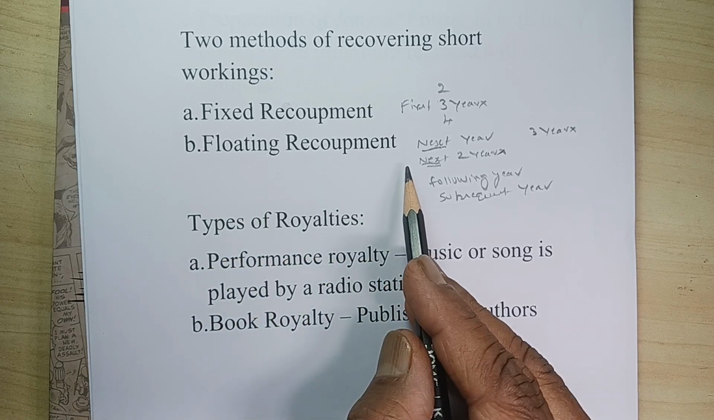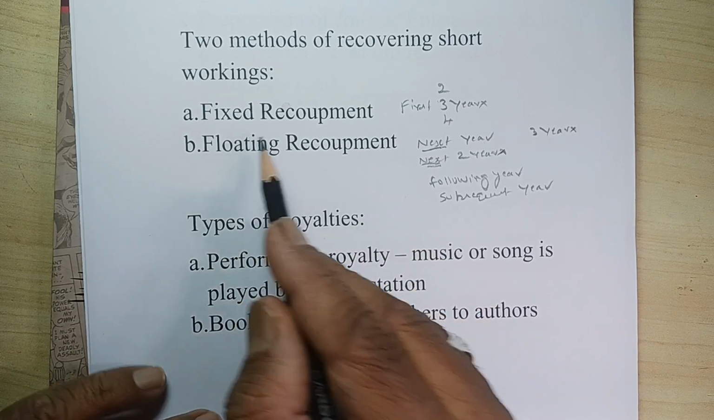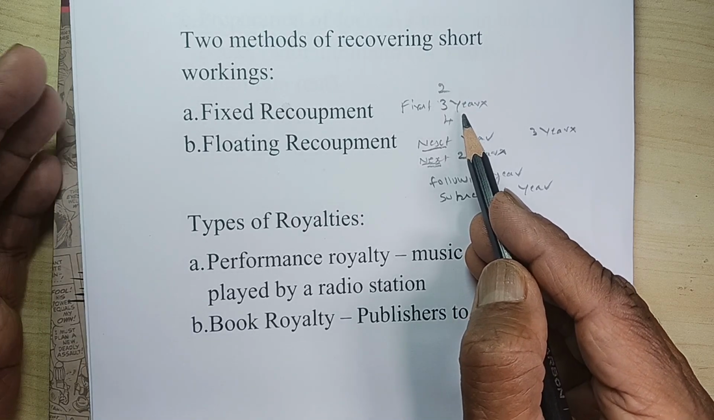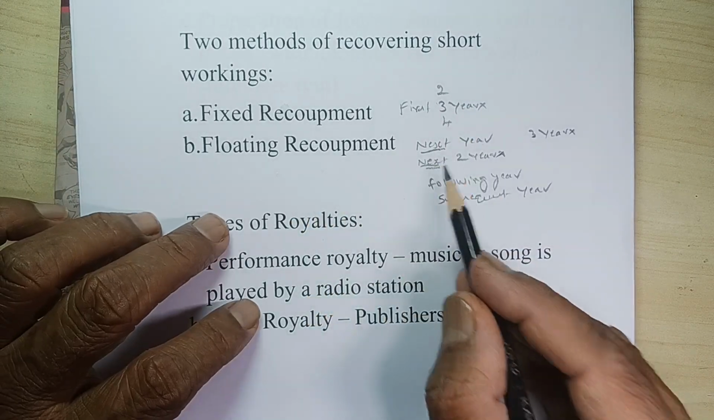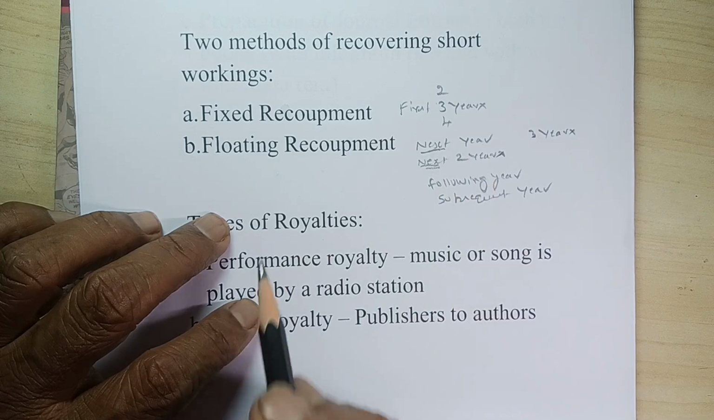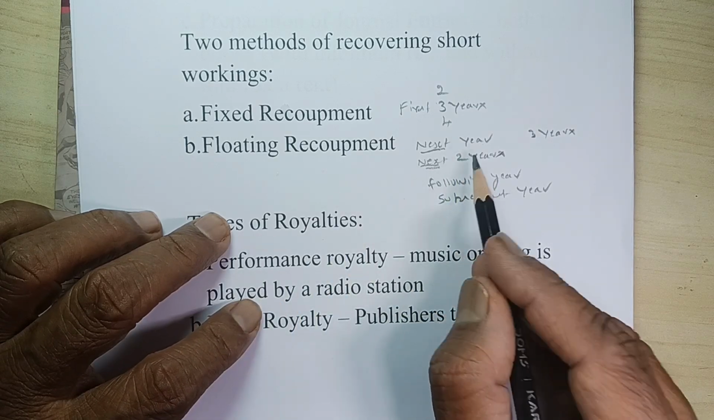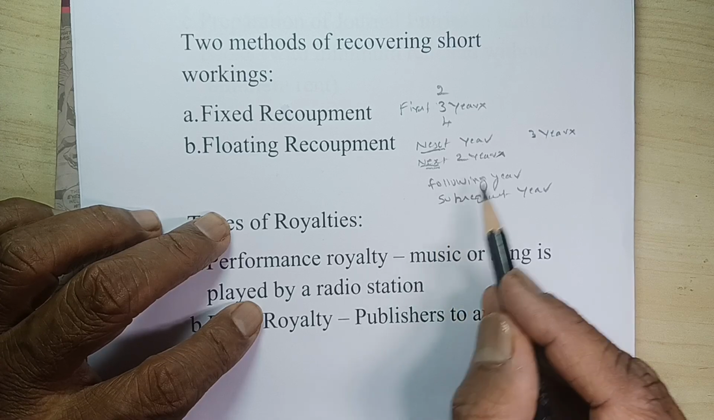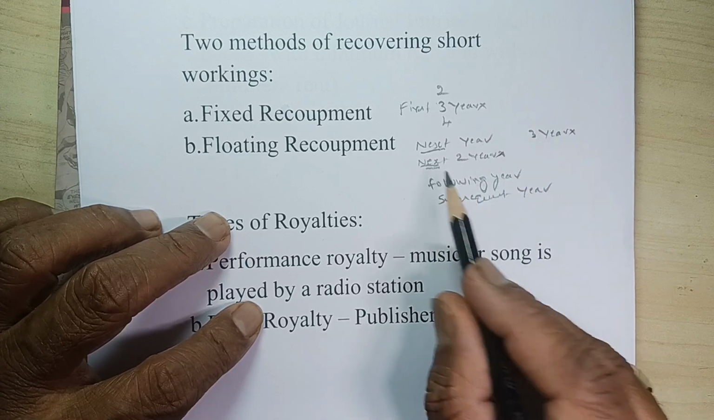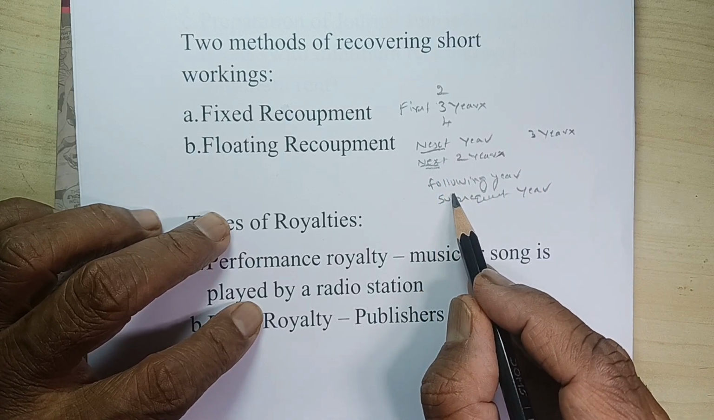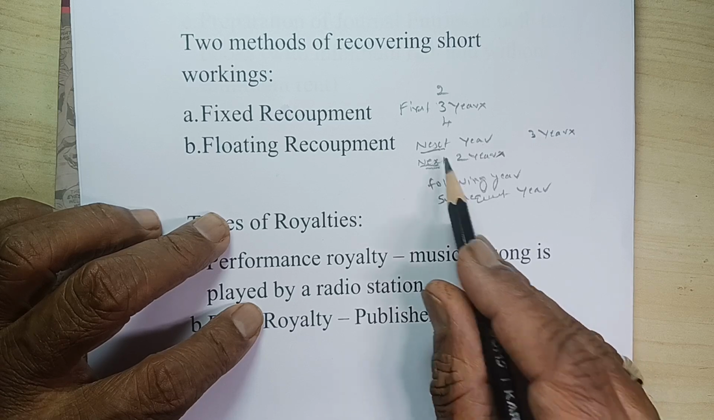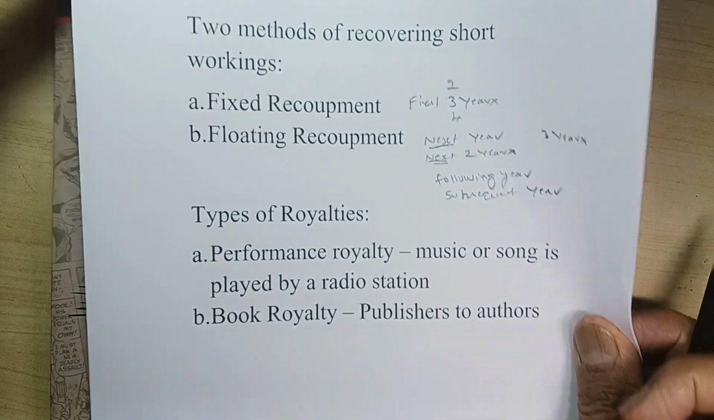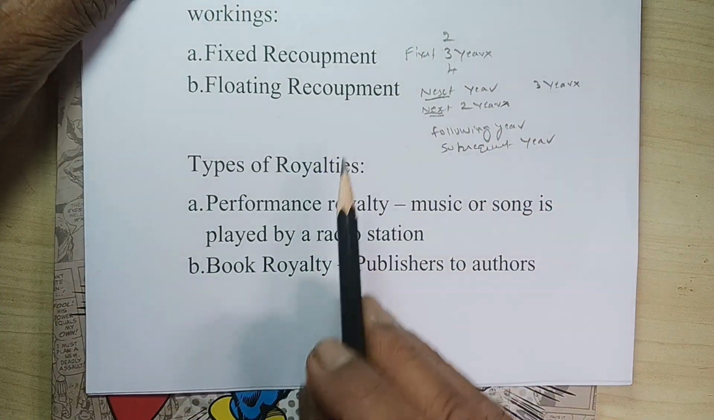So try to understand. I will recap. Fixed means the first 2 years only, or first 3 years only, or first 4 years only. Whereas floating means whenever short working happens, it can be recovered in the next 1 year, or the next 2 years, or the next 3 years. They may use next, or following, or subsequent. It is one and the same. So this is what floating means.